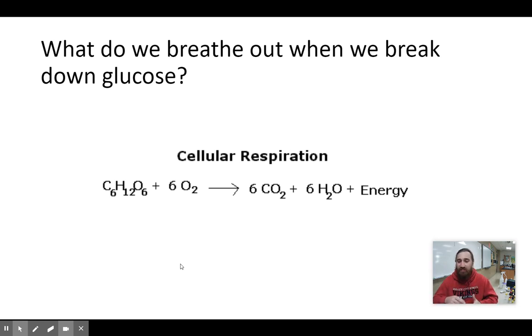Okay, so let's look at this. Cellular respiration: our reactants are glucose and oxygen. Now, every time we exhale, we're breathing out CO2, we're breathing out water. We're also giving off energy. Now, this might look a little bit familiar, and I hope it does, okay? And I'm going to explain why.